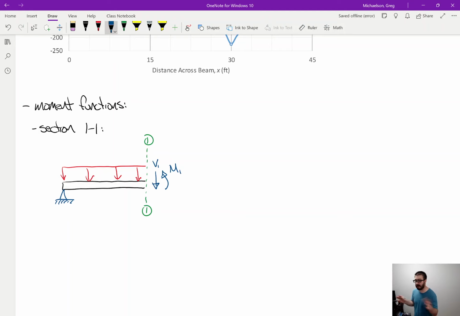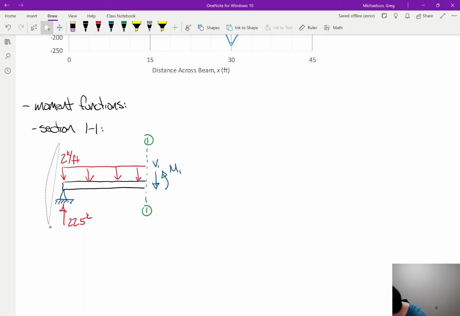Now, I'm actually not going to derive the shear function. I don't really care. I don't need it for this problem, but I just wanted to throw that out there. Okay, so here's my function. All right, so what do I know about this right here? I know that the reaction right here is 22.5 kips, and I know that this is 2 kips per foot.